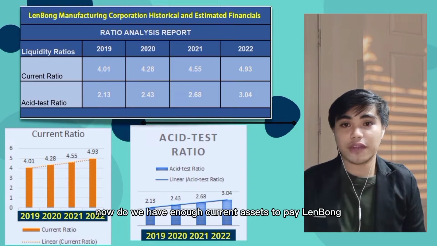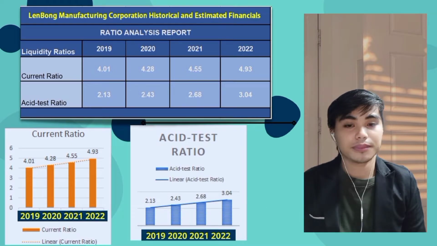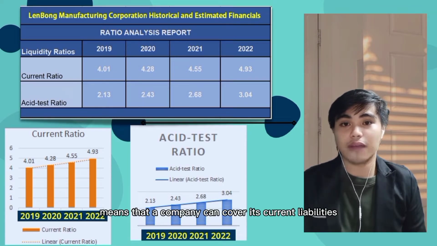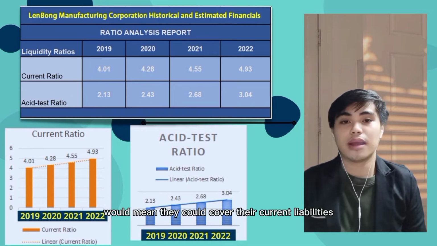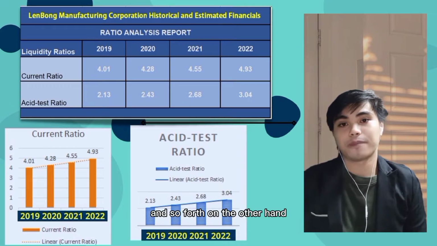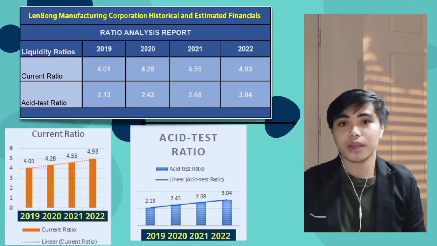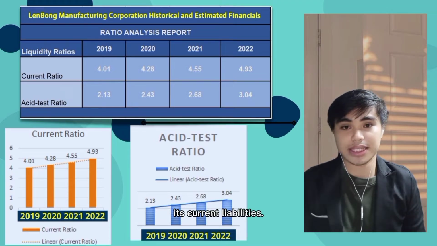Now, do we have enough current assets to pay LenBong Manufacturing Corporation's obligations? Yes. A ratio of 2.0 means that a company can cover its current liabilities 2 times over. A ratio of 3.0 would mean they could cover their current liabilities 3 times over, and so forth. On the other hand, a ratio of less than 1, for example 0.75, would imply that a company is not able to satisfy its current liabilities.